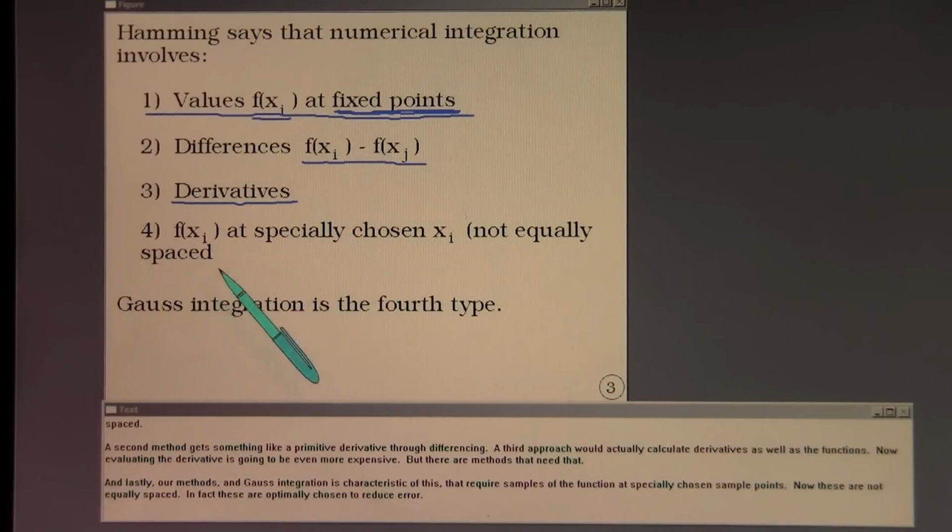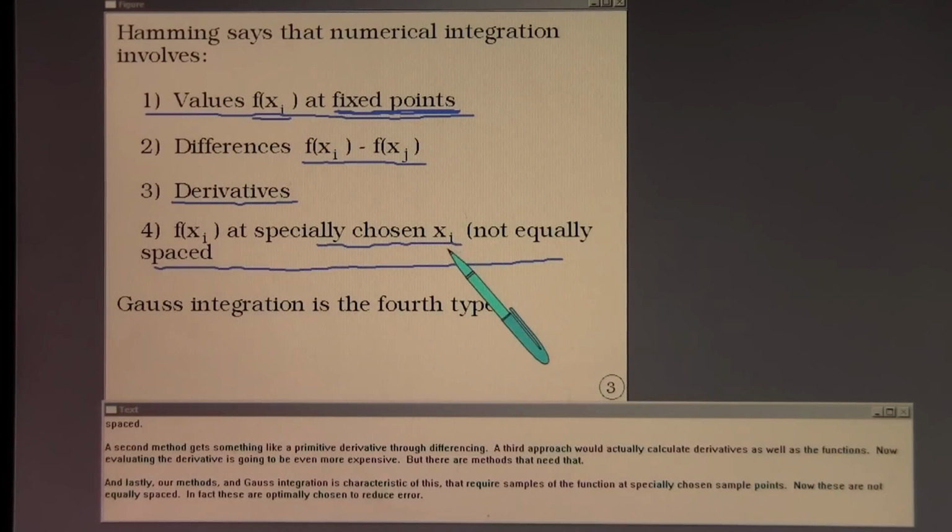And lastly, our methods, and Gauss integration is characteristic of this, that require samples of the function at specially chosen sample points. Now, these are not equally spaced. In fact, these are optimally chosen to reduce error.